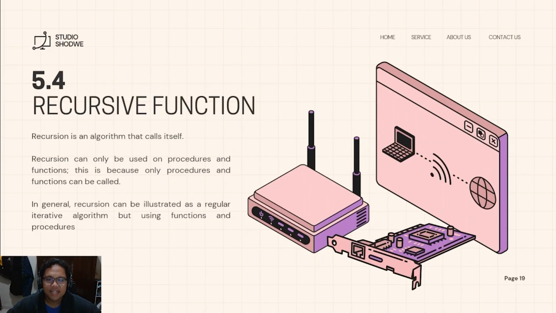Today I'll be telling you about the recursive function. Recursion is an algorithm that calls itself. Recursion can only be used on procedures and functions. This is because only procedures and functions can be called. In general, recursion can be illustrated as a regular iterative algorithm, but using functions and procedures.